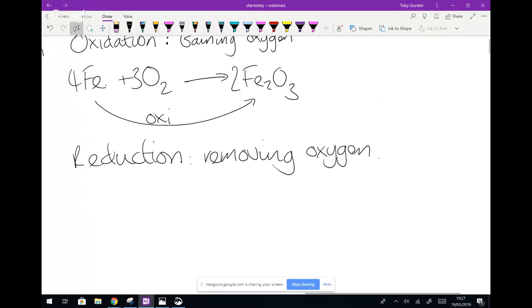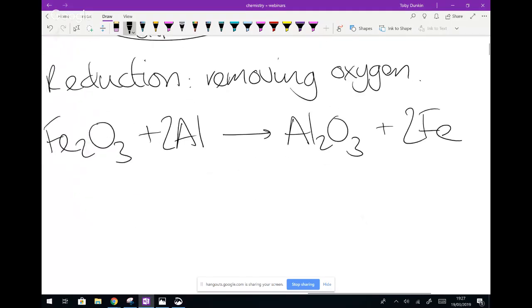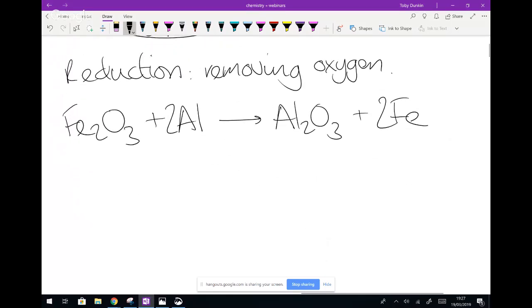Let's show an example. If I have Fe2O3 and I add somebody more reactive, let's add aluminium, I'm going to form aluminium oxide and iron. Now, guys, I really need to stress this. I'm going to balance that: 2 of those and 2 of those. This reaction is important, folks, and this is classed as a redox.